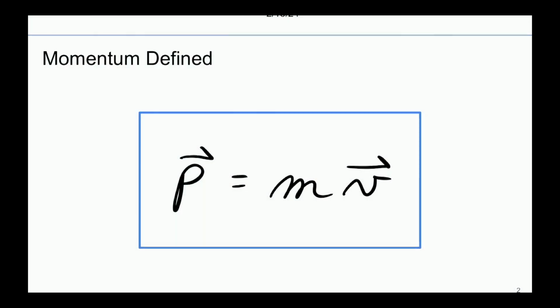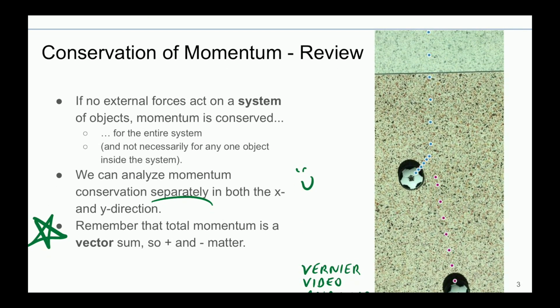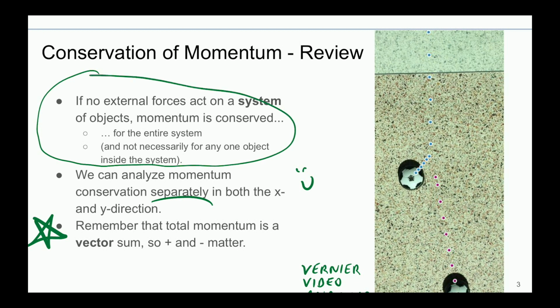You remember p equals mv, and that these are vectors. We're going to be talking a lot about the vector nature of collisions, of momentum. If no external forces act on the system, then momentum is conserved. I will emphasize this applies to the entire system, not to any one particular object within the system. Because it's a vector, we can analyze separately in x and y dimensions. This is going to be very powerful because we can use everything we know about vector math to do that.